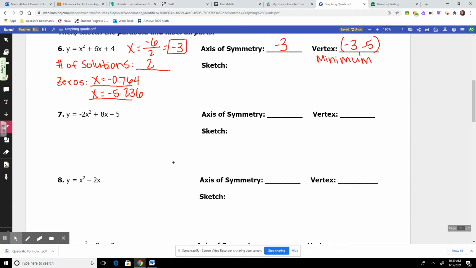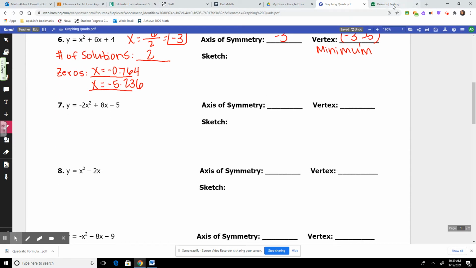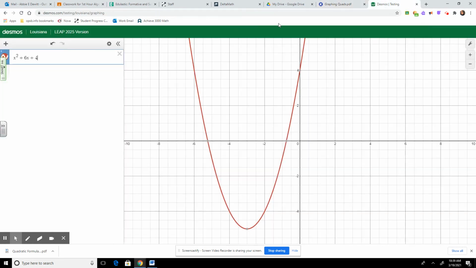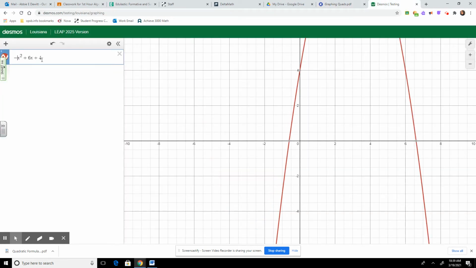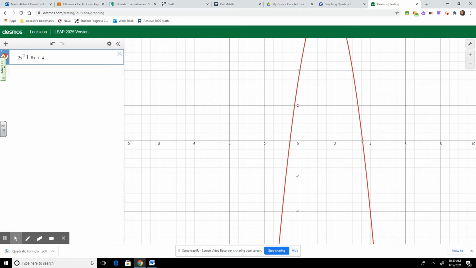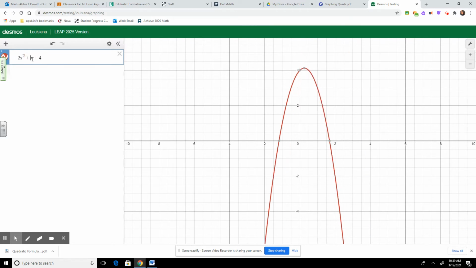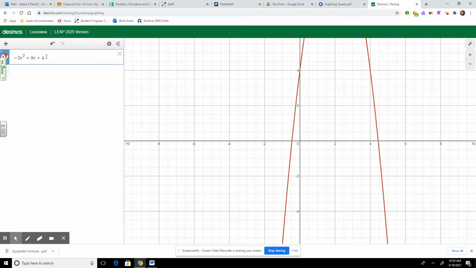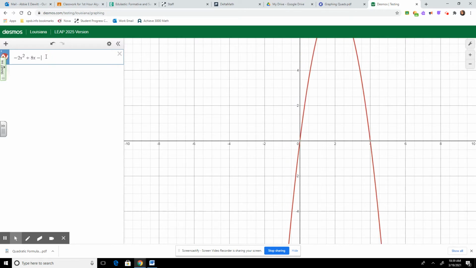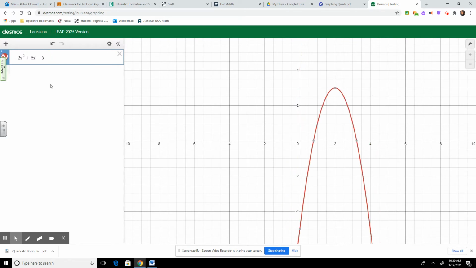Okay. Number 7. Now I'm going to speed up a little bit because I went over that in complete detail. So let's speed up a little bit and let's graph our next equation. Now I'm not going to retype all this. I'm just going to click and type in -2x squared plus, I'm going to change that 6 to an 8 and then change that +4 to a -5. I'm graphing number 7, -2x squared plus 8x minus 5.